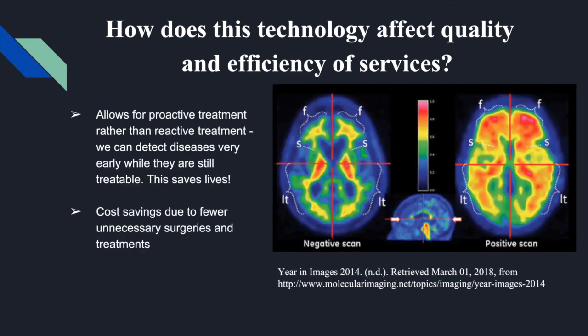In addition, molecular imaging allows for proactive treatment rather than reactive treatment, meaning we can detect diseases very early while they are still treatable. This makes a huge difference. For example, detection of stage 1 cancers is associated with a 90% 5-year survival rate. This can be drastically compared to a less than 10% 5-year survival rate for most cancers detected during stage 4. When lesions are detected even earlier, at the pre-malignant stage, treatment is often curative, simply meaning cancer can be cured at that stage.